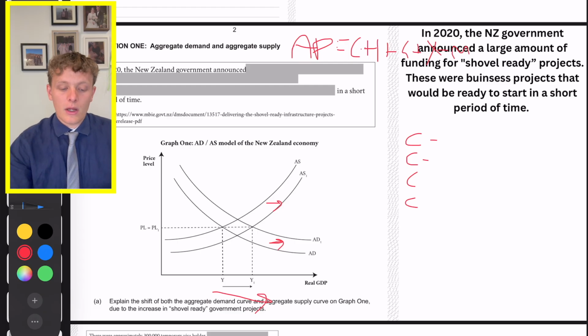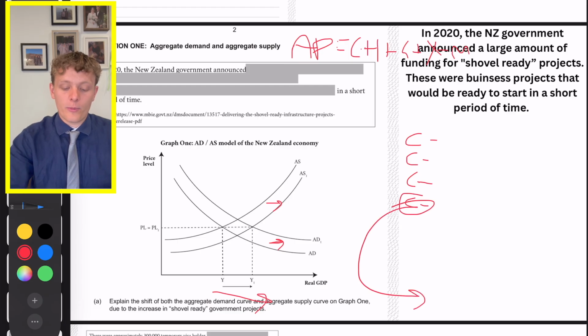Next one, curve. Because G is a component of AD, put the equation, AD equals C plus I plus G plus X minus M. An increase in G will cause an increase in AD from AD to AD1. Make sure you reference that graph. And then finally, the conclusion. We're not going to get to the conclusion yet. We're going to put it down the bottom after we talk about aggregate supply, because our curve here is shown from both curves shifting, not just from one. So we don't want to insinuate that just the AD shift is causing the double part here.